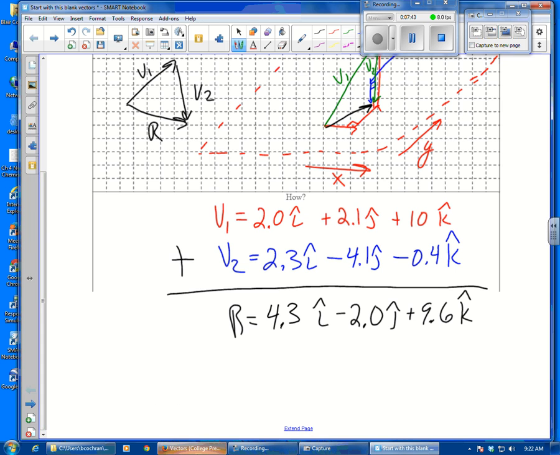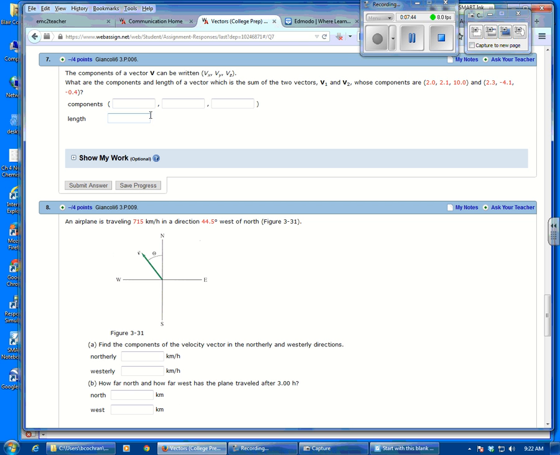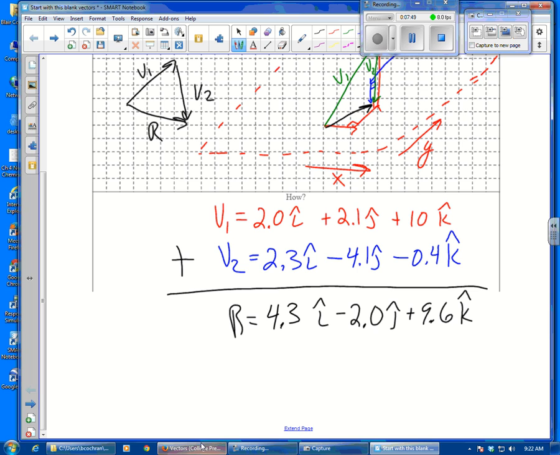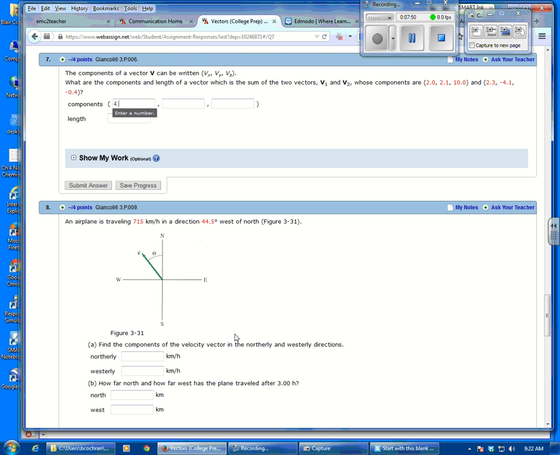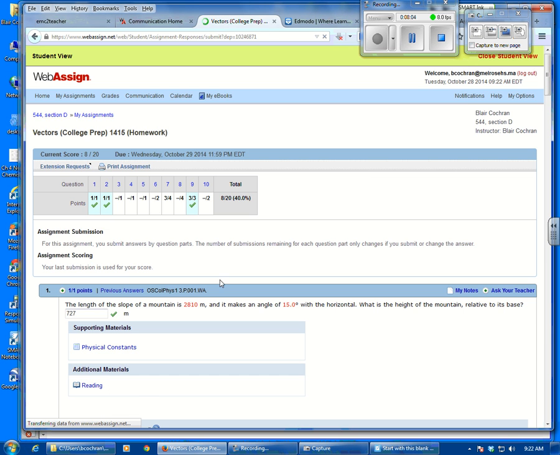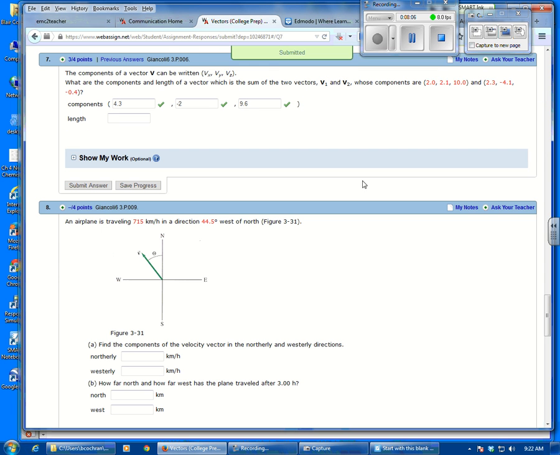Right. So these I'm going to put in order. Those are my components: 4.3, negative 2, and 9.6. Let's see if I got them right. Yes, I did. But now I've got to figure out the length. Is that what you were also wondering about?